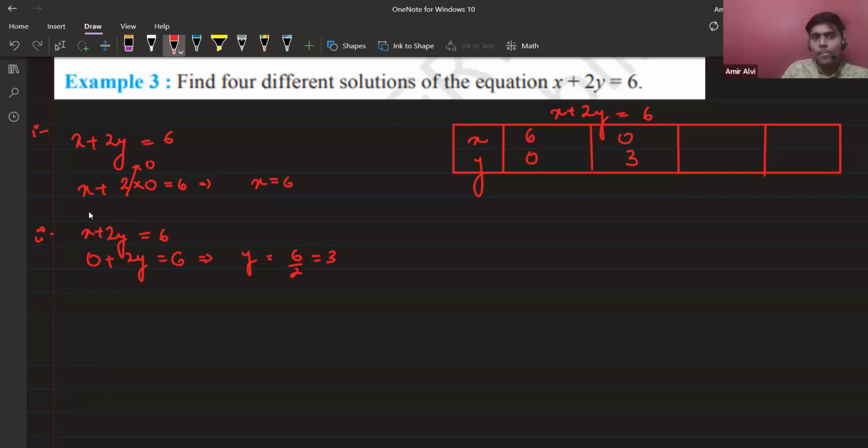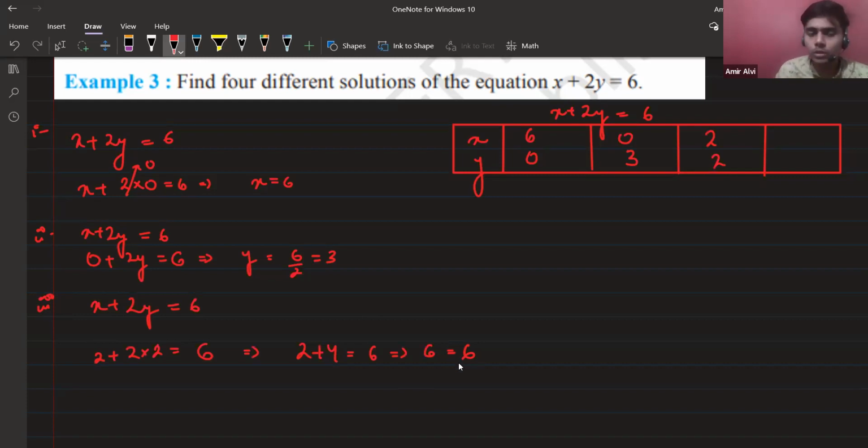In that case, can I write in the third solution x plus 2y equals 6? If I put x as 2 and y as 2, 2 plus 2 into 2, that is 2 plus 4 equals 6, which is 6 equals 6. Is it true or false? True. Obviously, it's true. Yes or no, Simran? Yes. Any doubt? No.